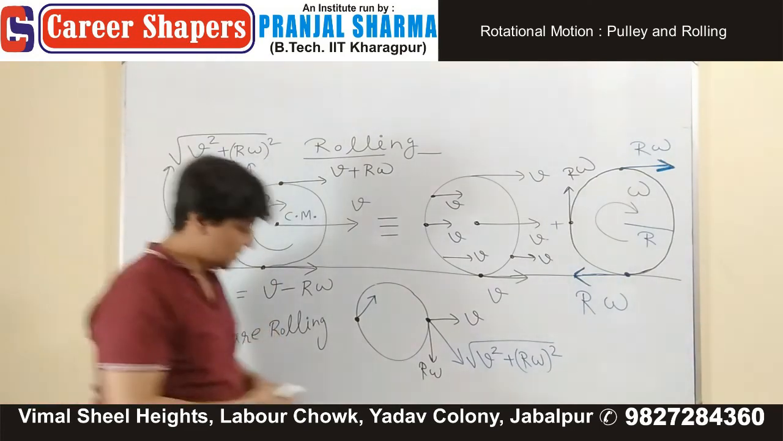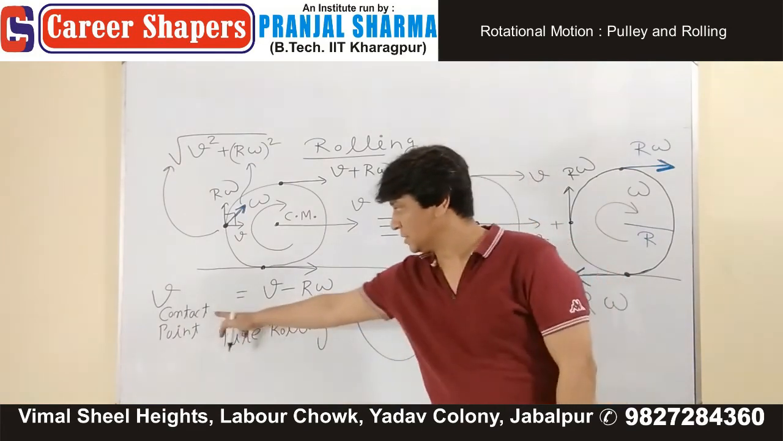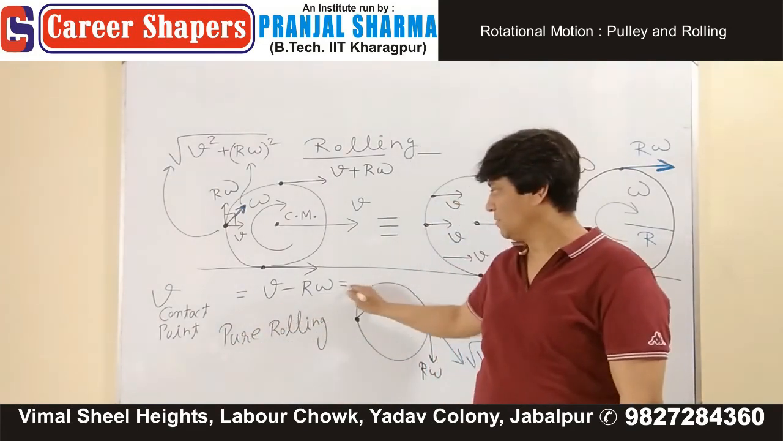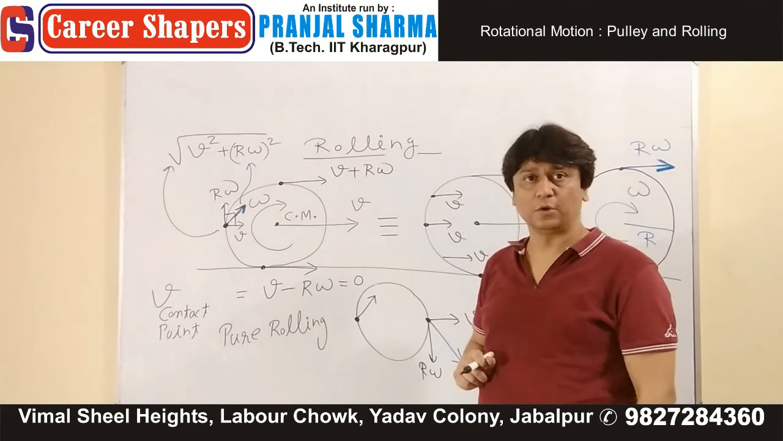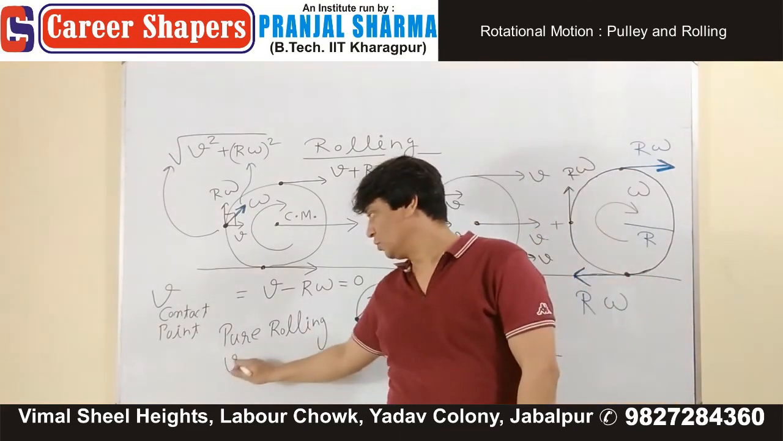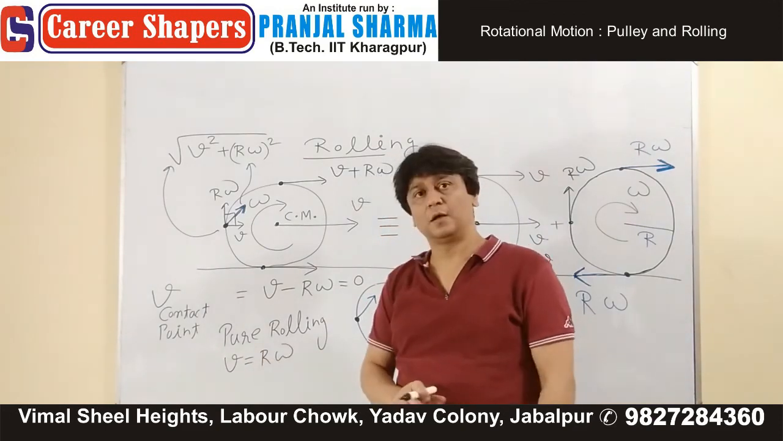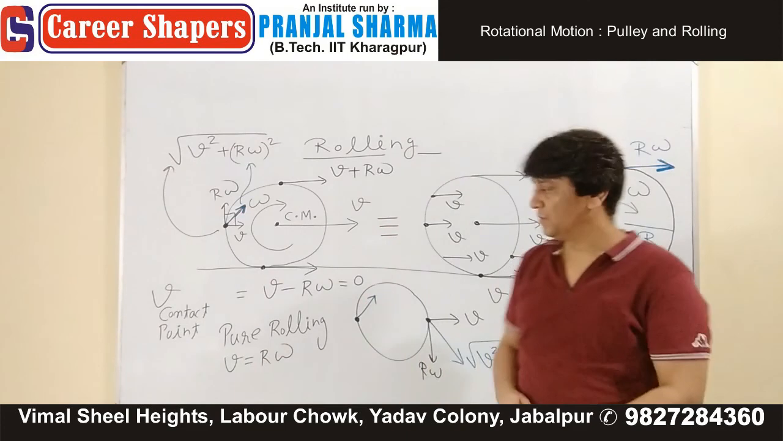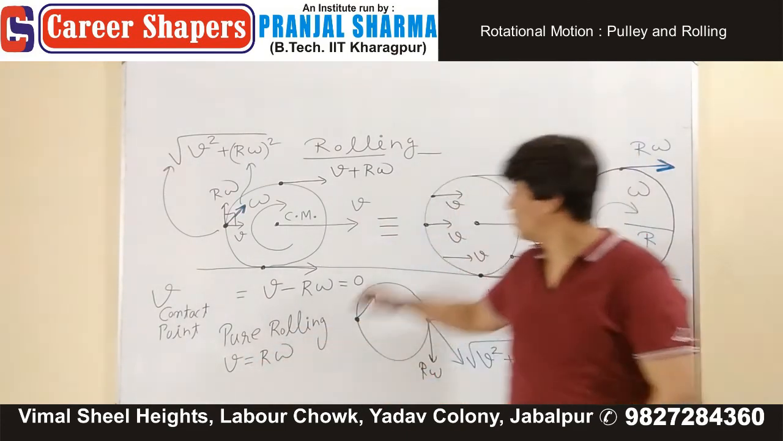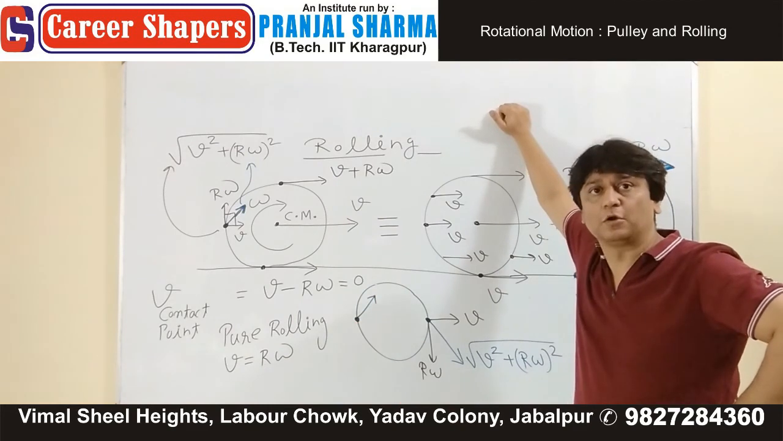You make this separately, I am doing it here. If it doesn't slip, then V minus R omega is what? Zero. V minus R omega equal to 0 means V is R omega. So if you have V equals R omega, then what happens? Pure rolling.